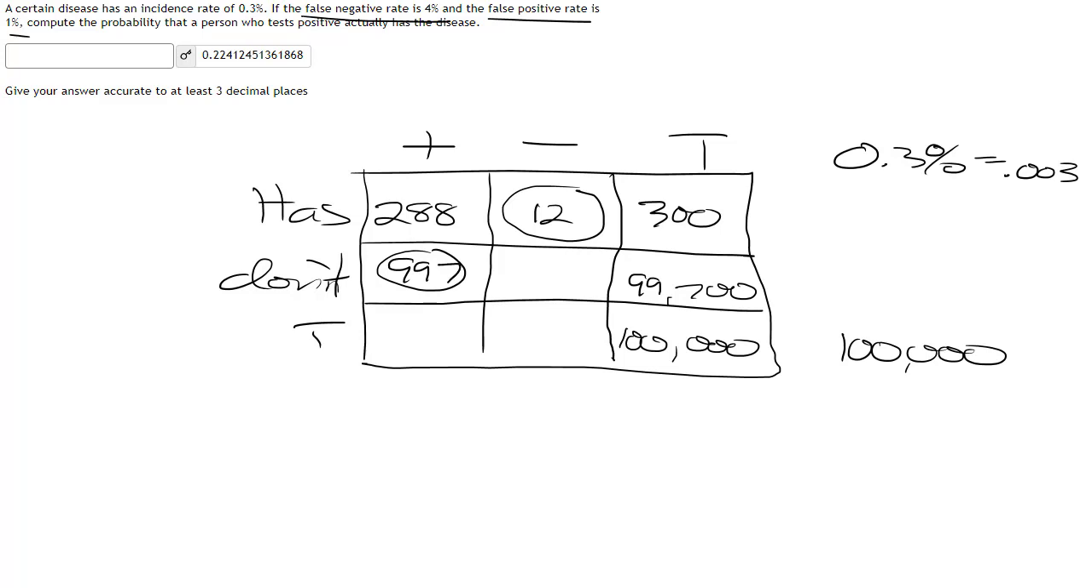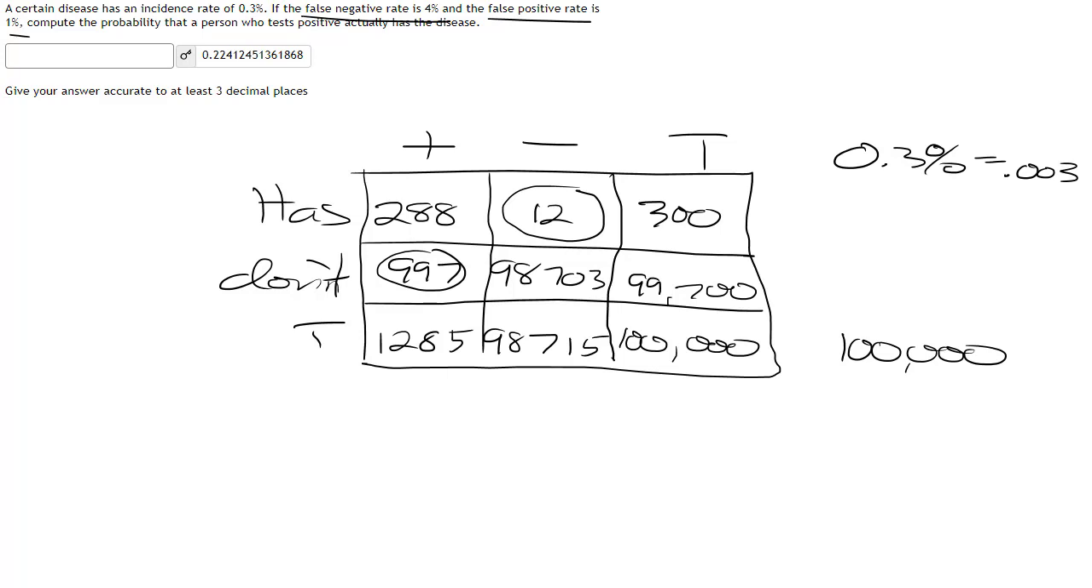And then we subtract that from the 99,700 to get the leftover. 99,700 minus that gives us the remaining 98,703. And then we can do the math right in both directions. 997 plus 288 gives us 1285. Okay, so now we have all of our numbers.